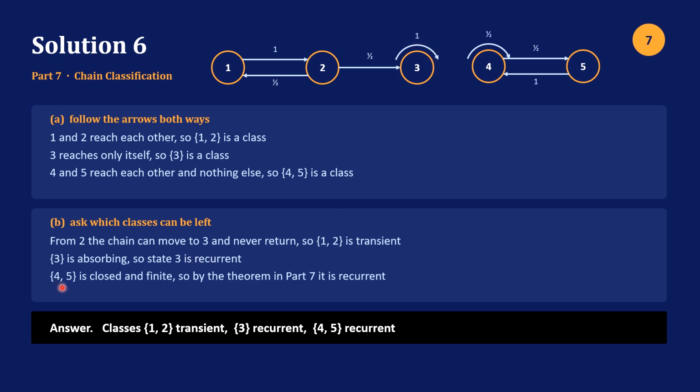4 and 5 is closed and finite, and by theorem in part 7, this is recurrent. And you can kind of intuit that. You can go between the two states indefinitely, and there's always a definite probability you're going to come back. Okay, so that's the answer. 1 and 2 are transient. The class just containing 3 is recurrent, and then the class containing 4 and 5 is recurrent.